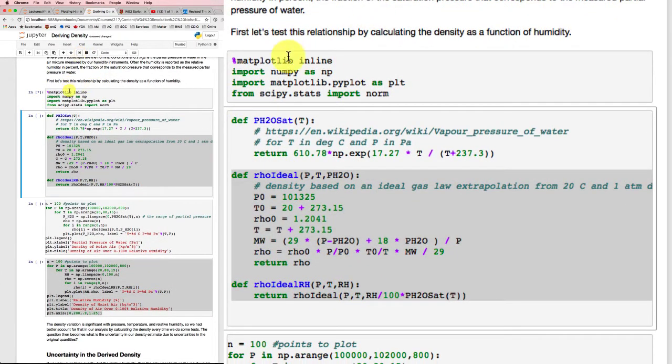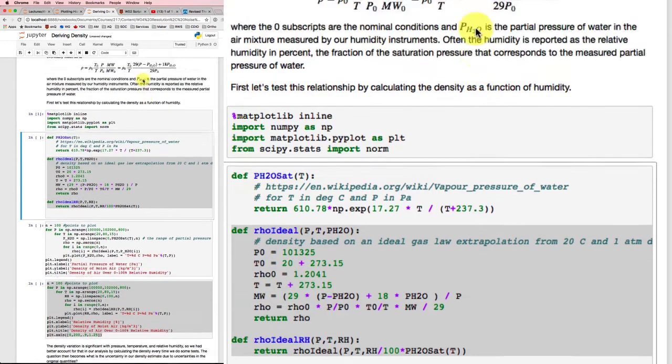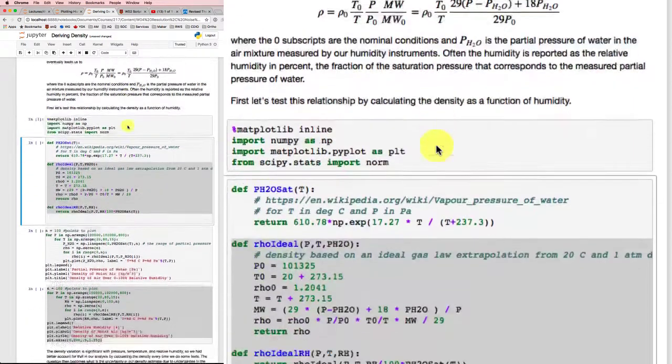Now, I'm going to import some stuff so that I can do my calculations. Then I'm going to define some functions. Now, I went to Wikipedia and found this expression to allow me to get the saturation pressure for water at different temperatures. I checked it on a couple of values and it seems to work out okay. I've got my function here, rho ideal. That's rho, a density based on an ideal gas model for pressure, temperature, and partial pressure of water. That's from this expression that I had up here.